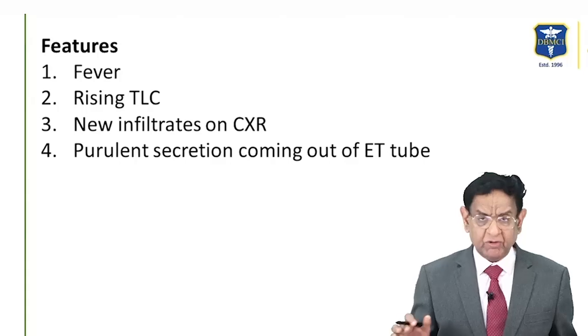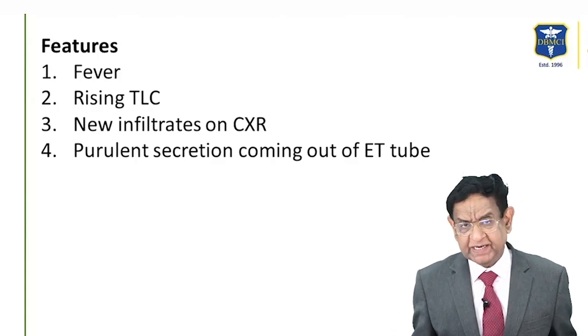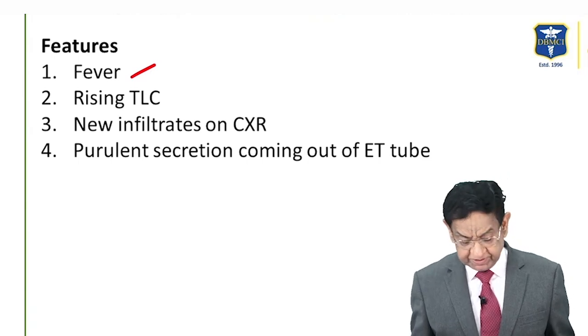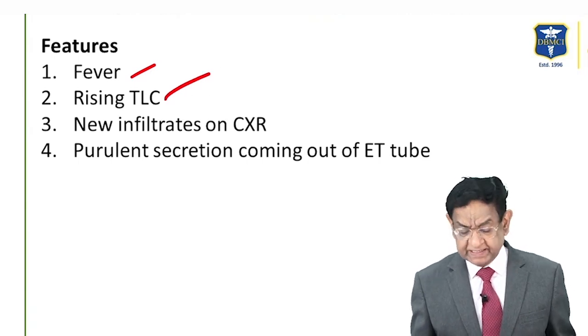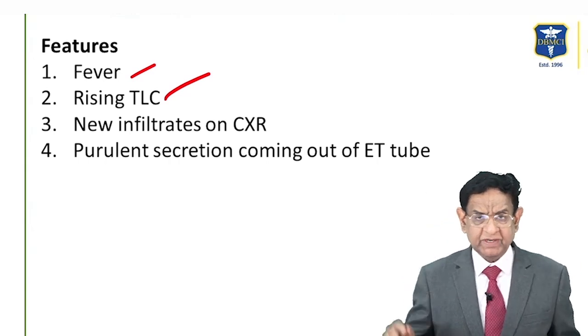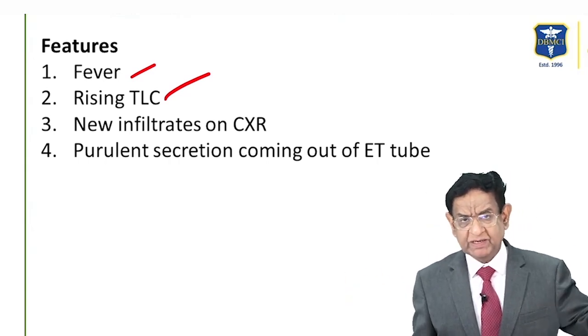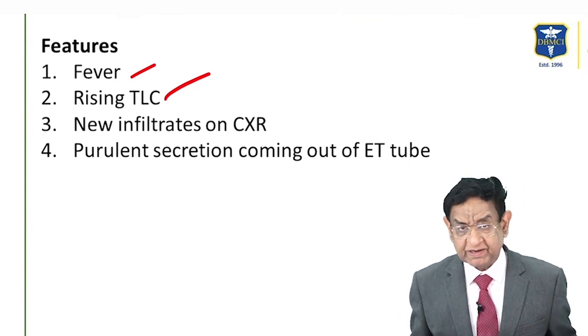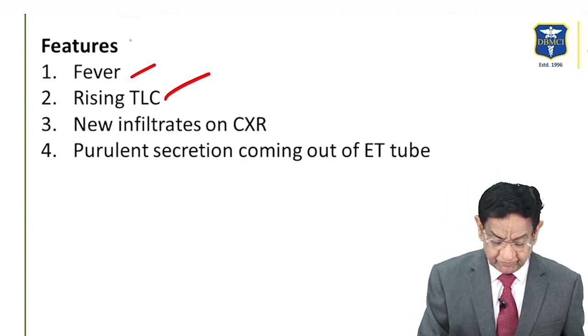What are the features? How do you really know that a patient on a ventilator has got pneumonia? Fever, more fever, higher temperature, rising TLC. TLC is going higher and higher. Today the TLC was 12,000, next day it goes to 14,000, next day 18,000. You see the TLC report for the last few days, it is rising. You are going for VAP.